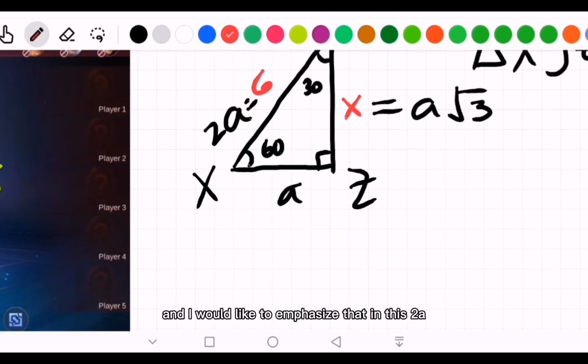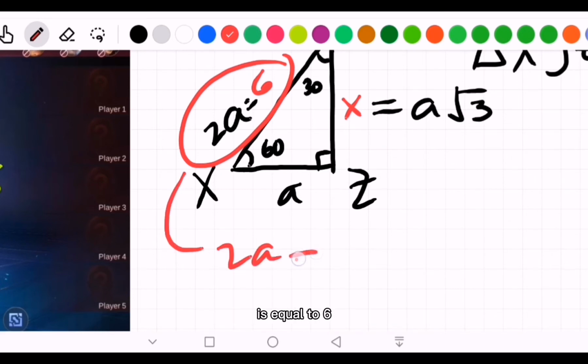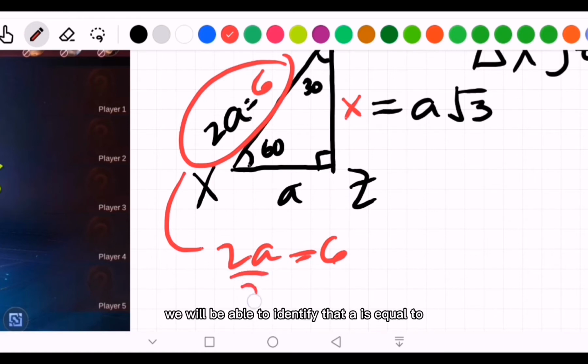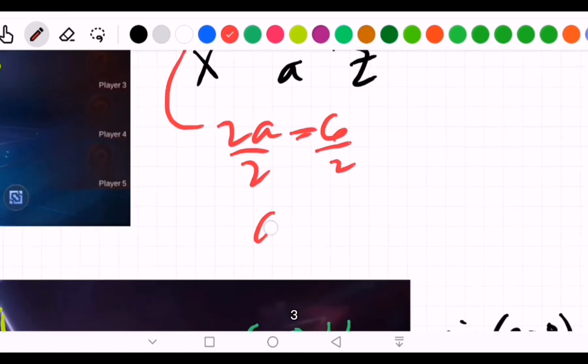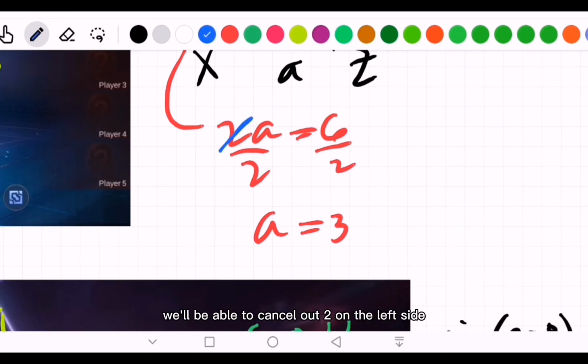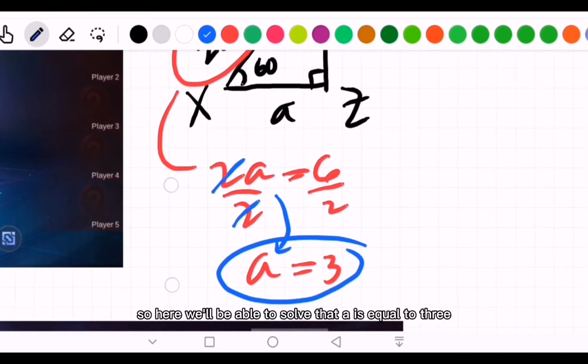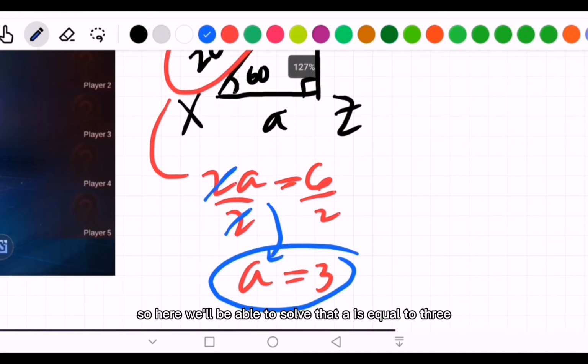And I would like to emphasize that in this, 2a is equal to 6. By manipulating this equation, we will be able to identify that a is equal to 3. By dividing both sides by 2, we'll cancel out 2 on the left side so that we could isolate a. And then 6 divided by 2 will be 3. So in here, we've solved that a is equal to 3.